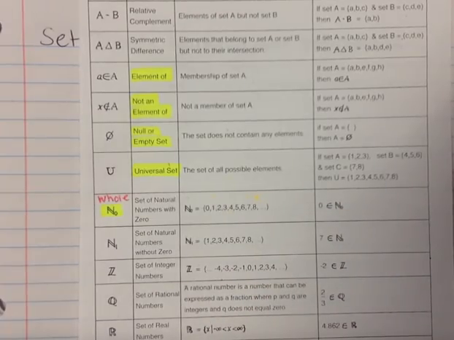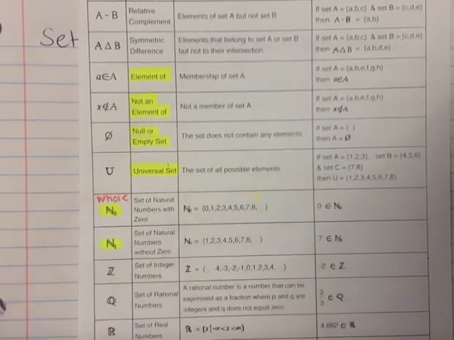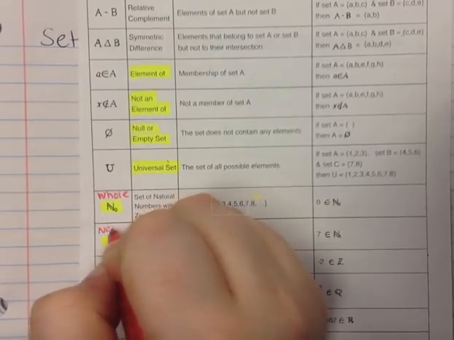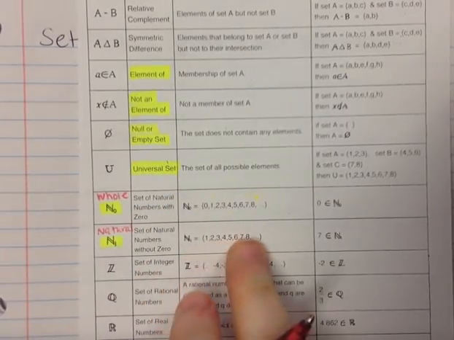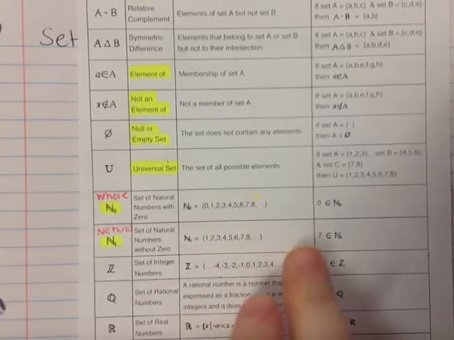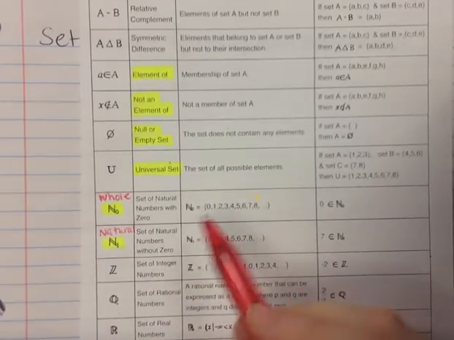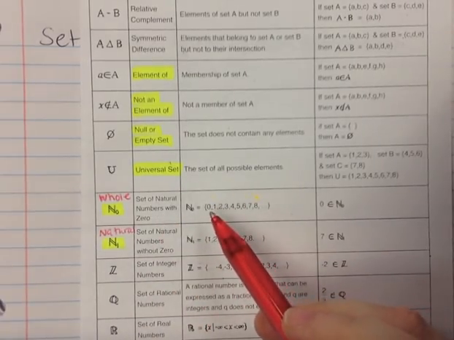The next one is the set of natural numbers without 0. These are just what we call the natural numbers. Natural numbers are your counting numbers. So 1, 2, 3. So no fractions, no decimals, and no zeros. So the whole numbers are your counting numbers, your natural numbers, but it includes 0 as well.